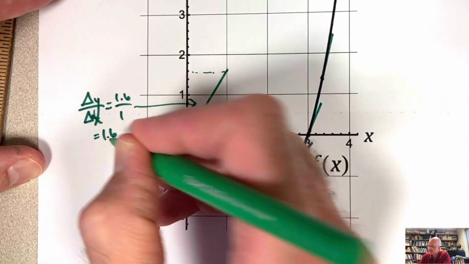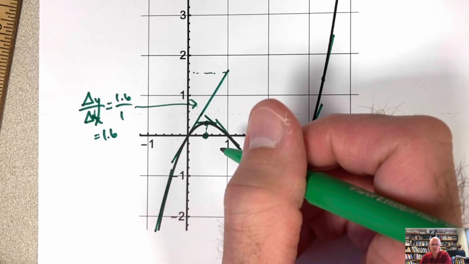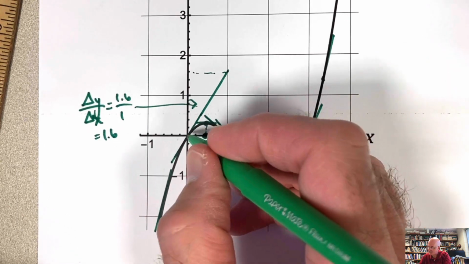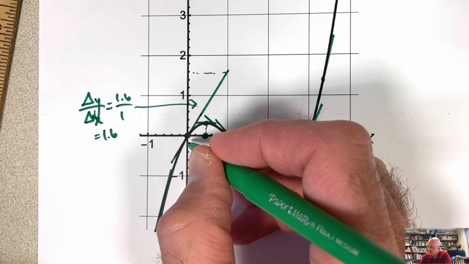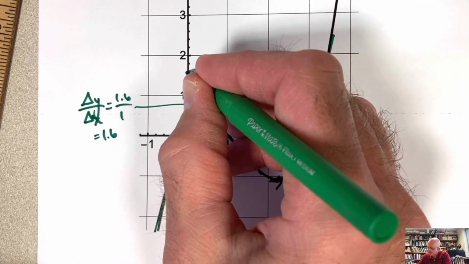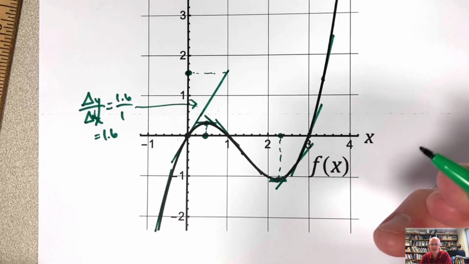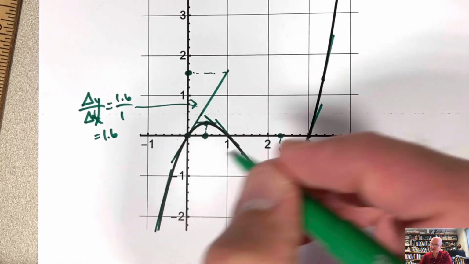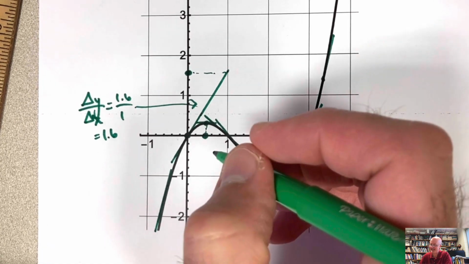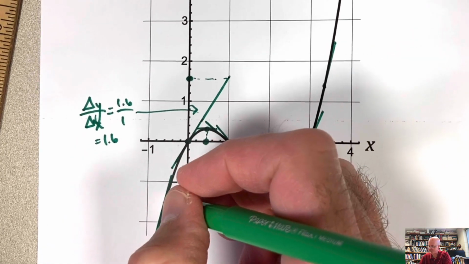That's about 1.6. So the value of the derivative when x is 0, at this point right here, that's where the tangent line is being drawn, is about 1.6. I could plot that point. Okay? That's the idea. I don't want to bore you and do that for every line here, but that is the idea. Let's just sort of eyeball it for the other ones here.